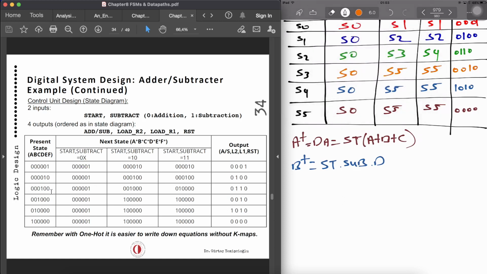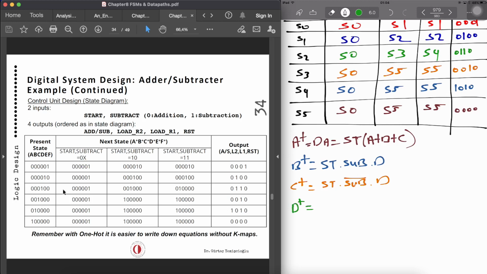Then flip-flop C, which is 0, 0, 1, 0. So 0, 0, 1, 0 is happening over here, where again D is activated, and we have start and subtract inverse. So start, subtract inverse, and it's going to be D again. So C plus is done, then D plus.